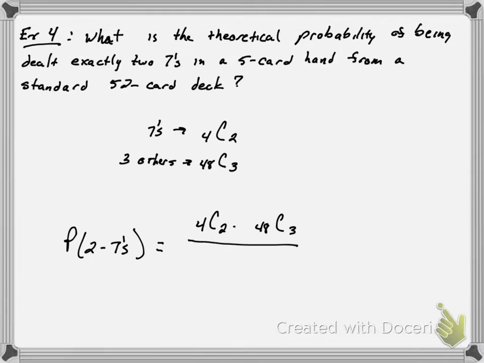That's divided by my total number. Well, again, what's my total number? It's 52 cards in a deck, order doesn't matter, and we're getting 5 of them. So when I divide that out, figure it out on your calculator, that's about 0.0399, so roughly a 4% chance of getting 2 sevens.